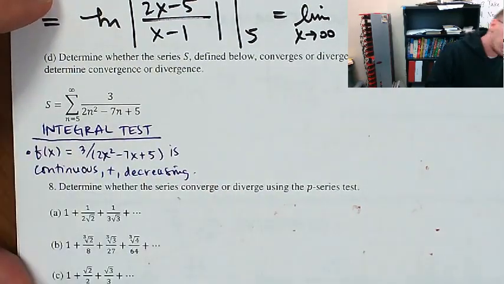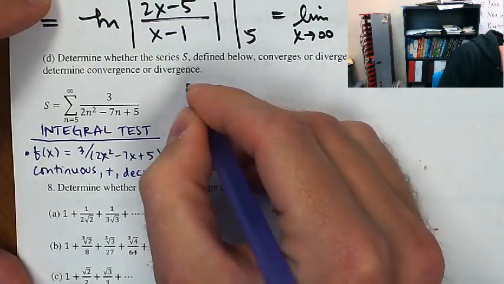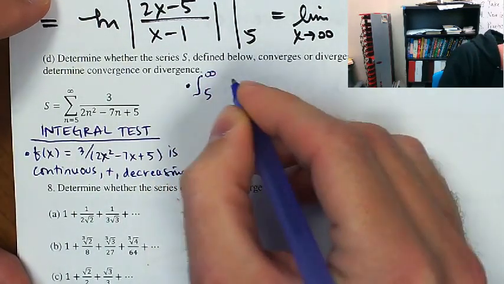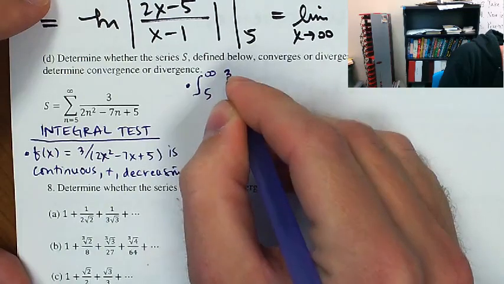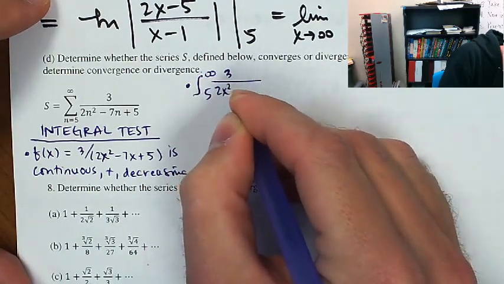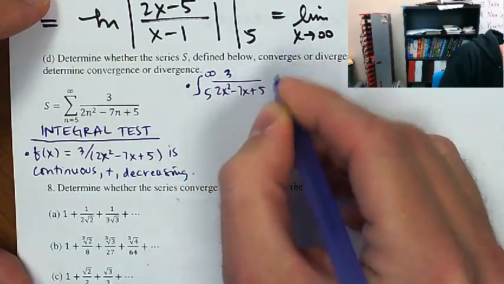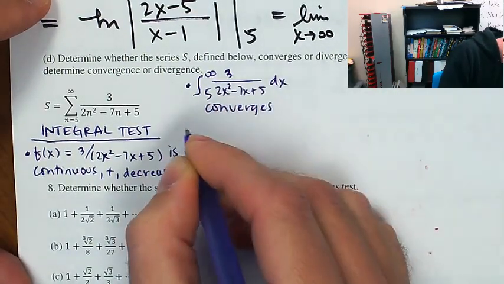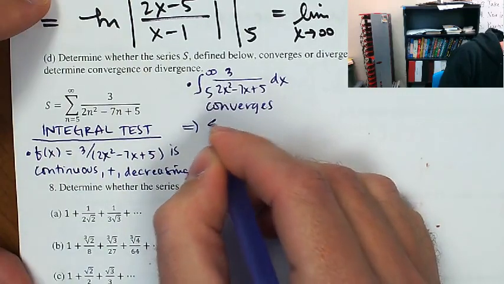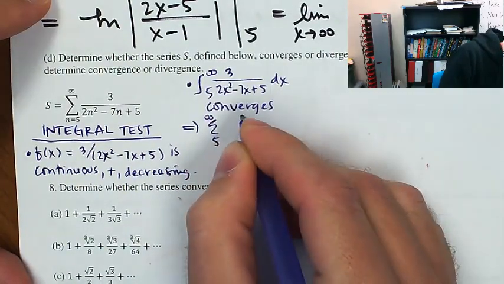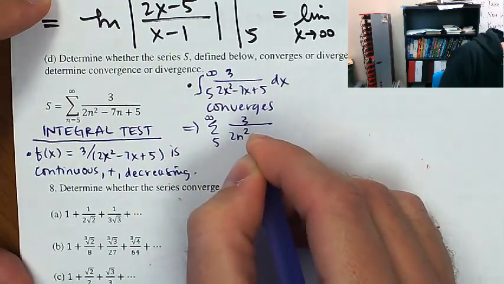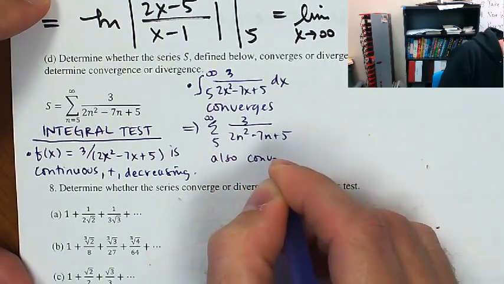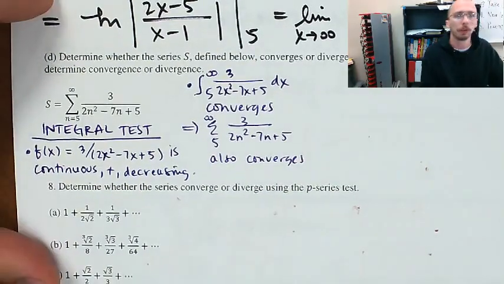Okay, that's the condition. Then I just showed that the integral from 5 to infinity of 3 over 2x squared minus 7x plus 5 dx converges. Therefore, the sum from 5 to infinity of 3 over 2n squared minus 7n plus 5 also converges. That's the integral test.